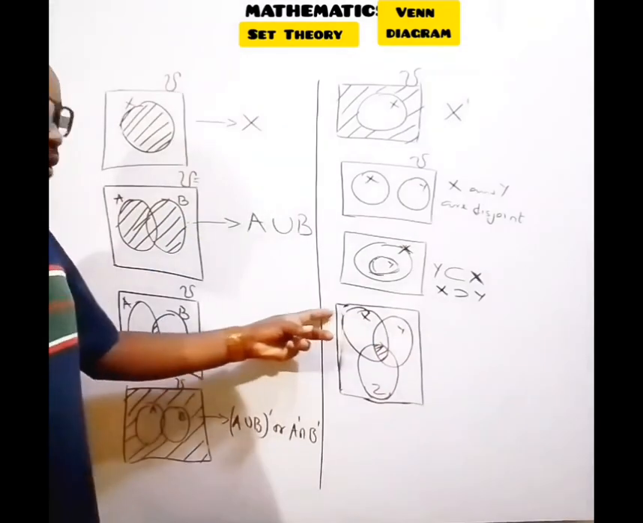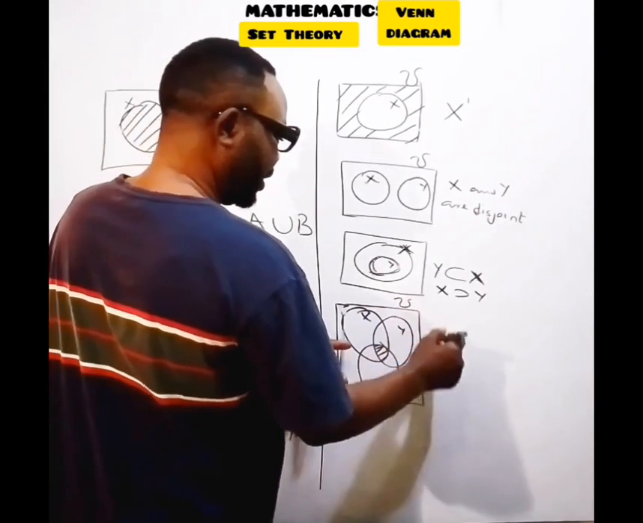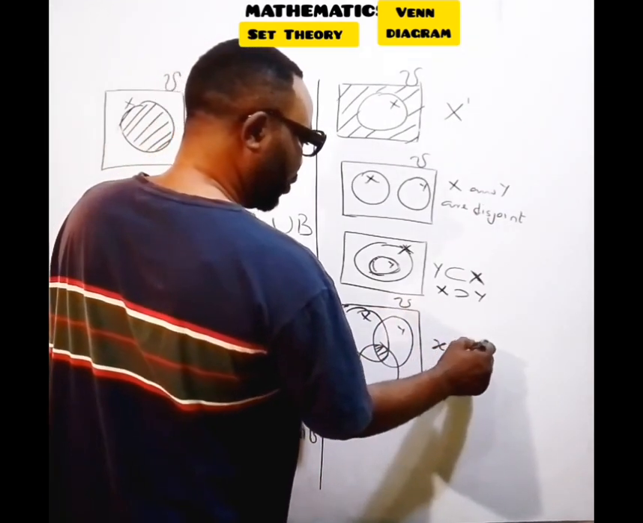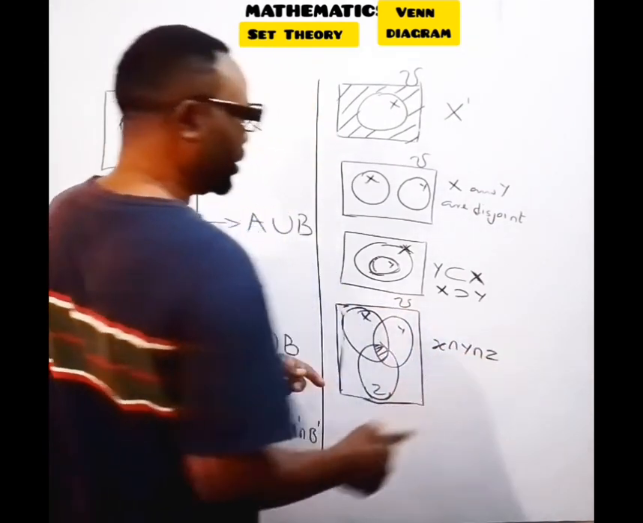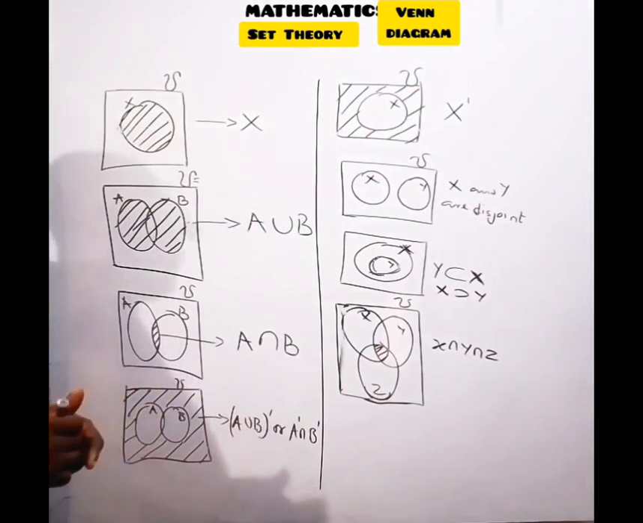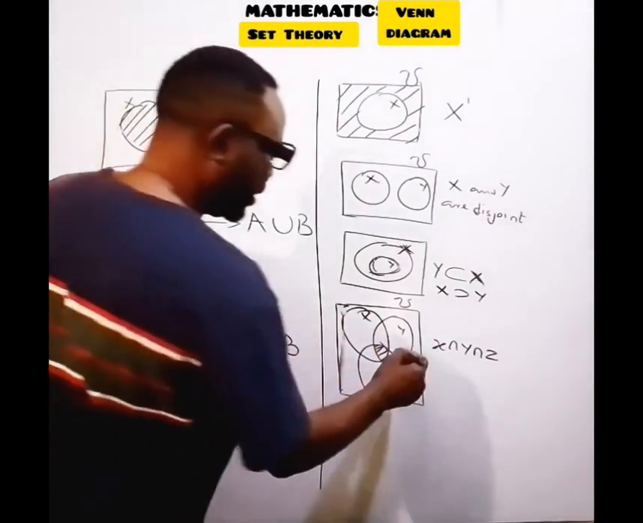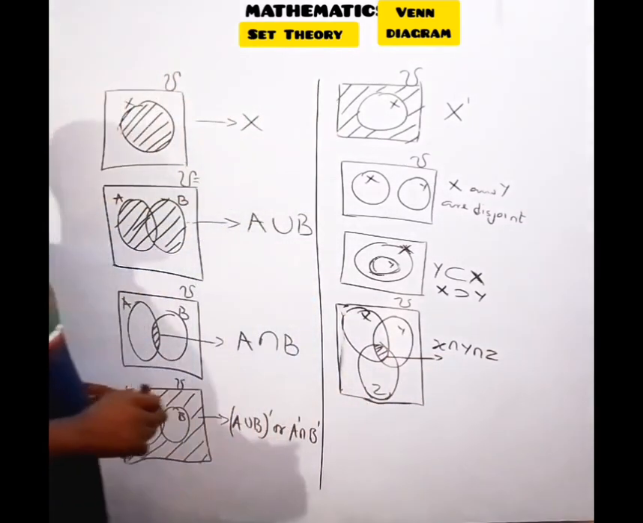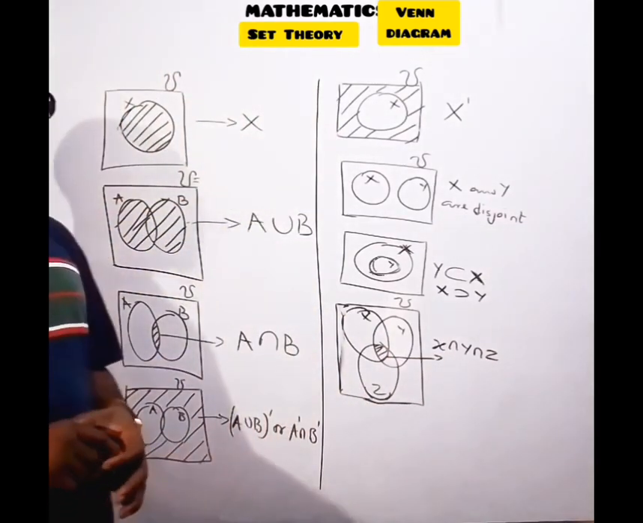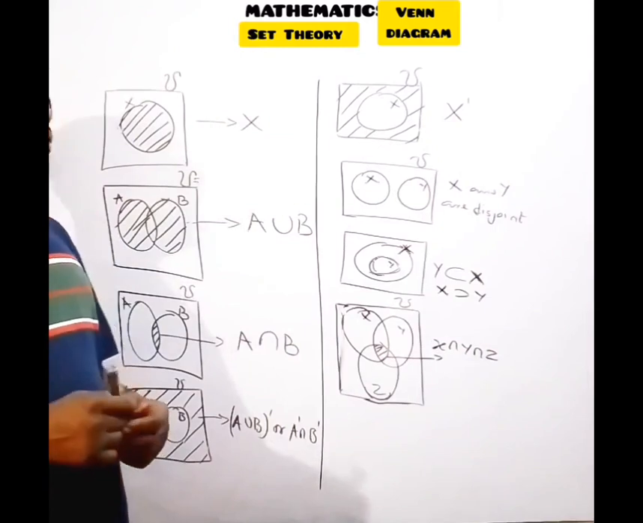I think you all know the meaning of this right now. This one is X intersection Y intersection Z. X intersection Y intersection Z is this shaded portion here. That is the shaded portion there.